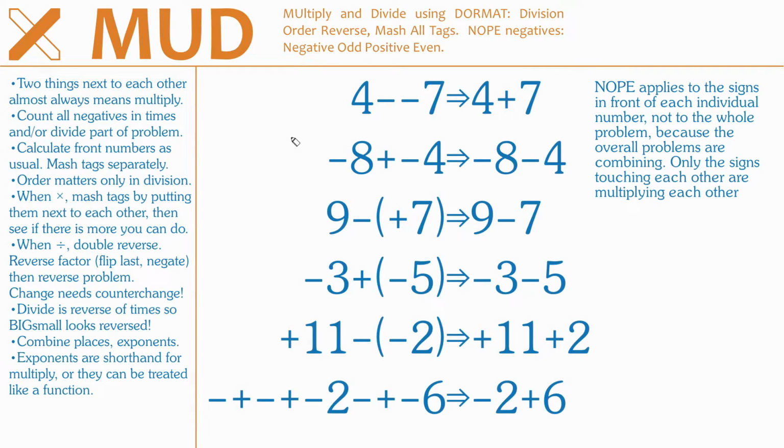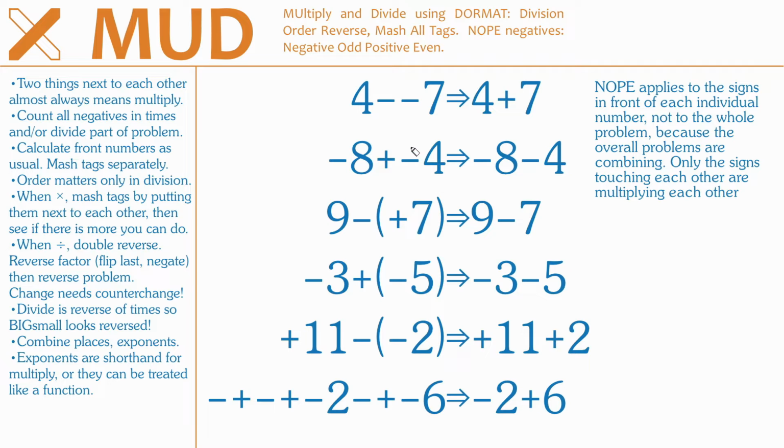We're still on multiplying and dividing, but I have put this lesson in here to relate it to combining. And if you've seen the combining video, well, these are the exact same set of problems. I am focused on this: count all negatives in the times or divide part of the problem. So it's easy when everything's being multiplied or divided, but what if some is being added or subtracted and others are being multiplied? How do you tell the difference? How do you keep the signs straight?